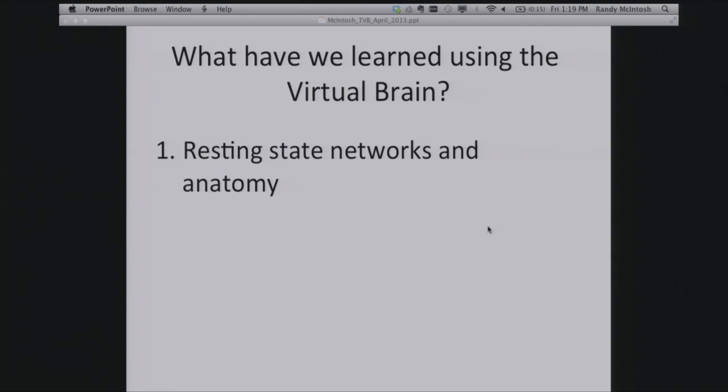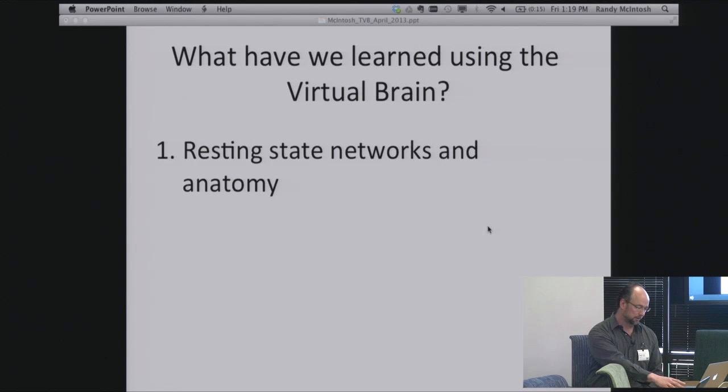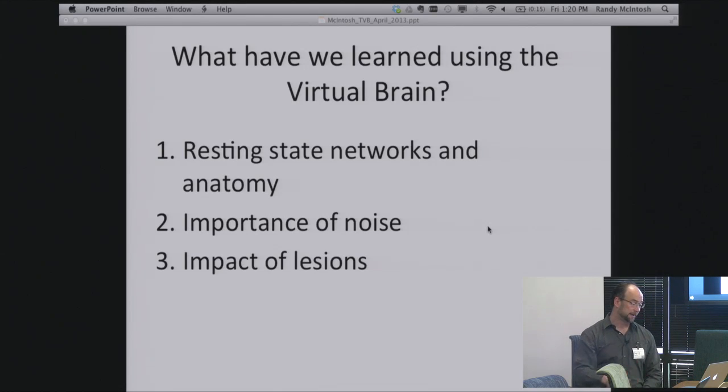So I'm going to go through now some examples, as I mentioned, in terms of the empirical applications to resting state anatomy, to understanding the importance of noise, and finally the impact of lesions.